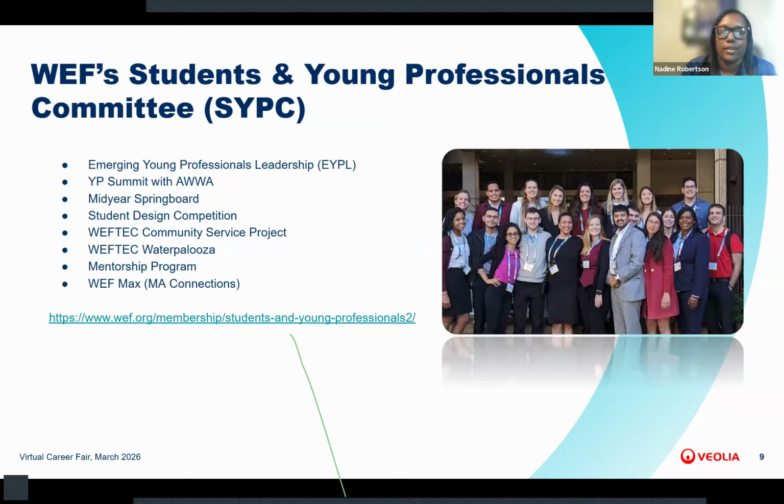So each state has a member association. And this is the opportunity where each state member association can get together and work on best practices on recruiting new members, how to put on certain events that have been successful in other MAs, and how they can reproduce that.